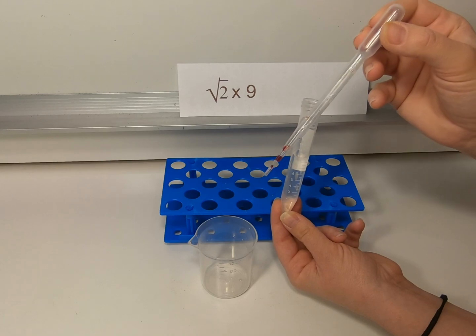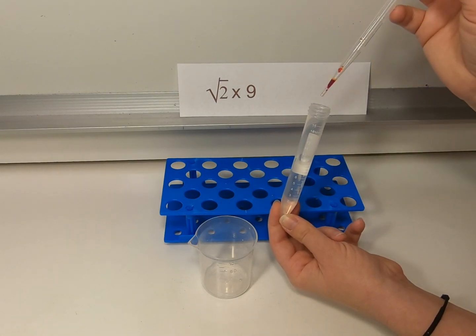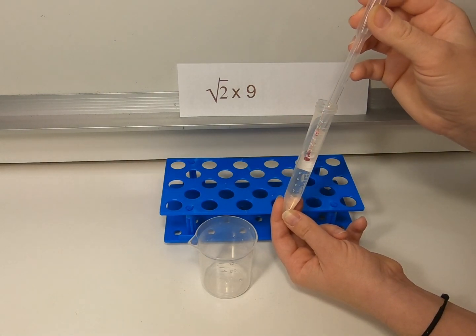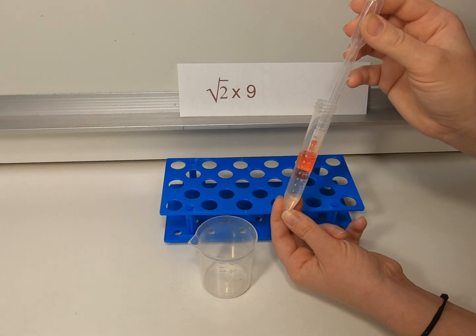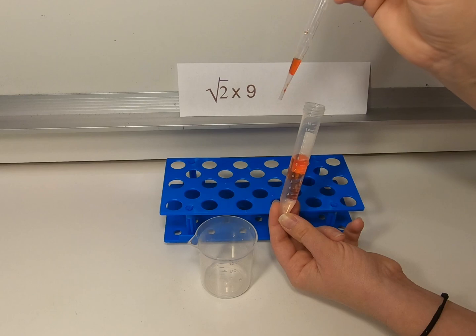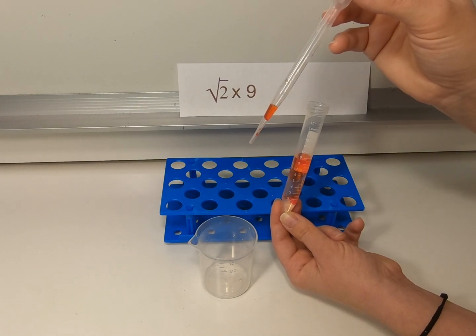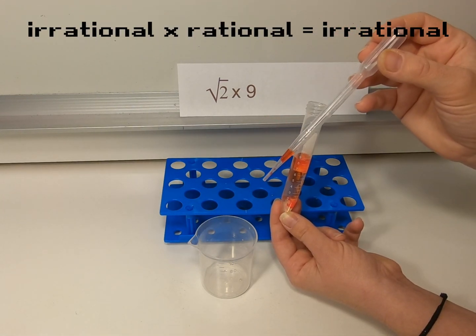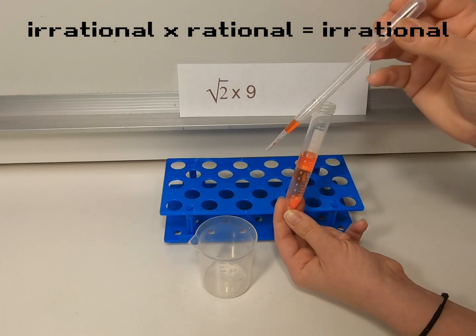Here I have the square root of 2 times 9. Now, 9 is a rational number, but my pipette is going to draw up the square root of 2, and that's irrational, so it's going to infect the group. So in the pipette is my answer. You can see it's red, or irrational.